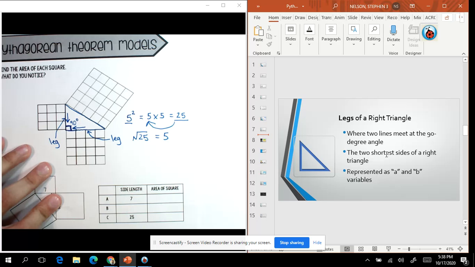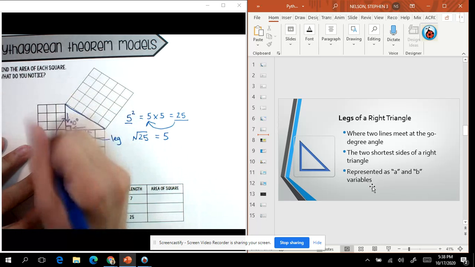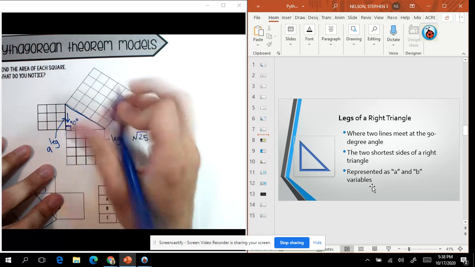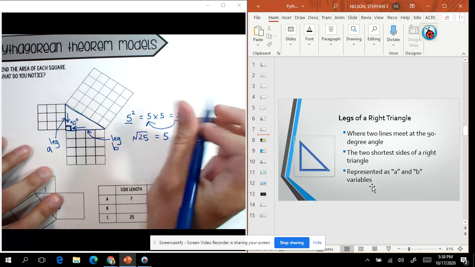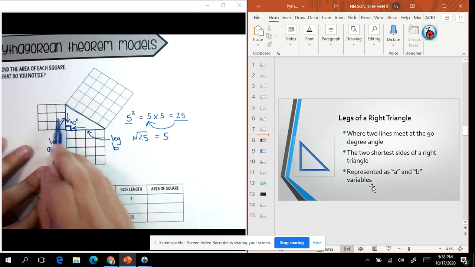Also note that they're the two shortest sides of a right triangle, and they are represented as A and B variables. So this leg right here we can call A, and we can call this variable B. And also take note that it doesn't matter which order you put A and B. This could also be B, and this could also be A.